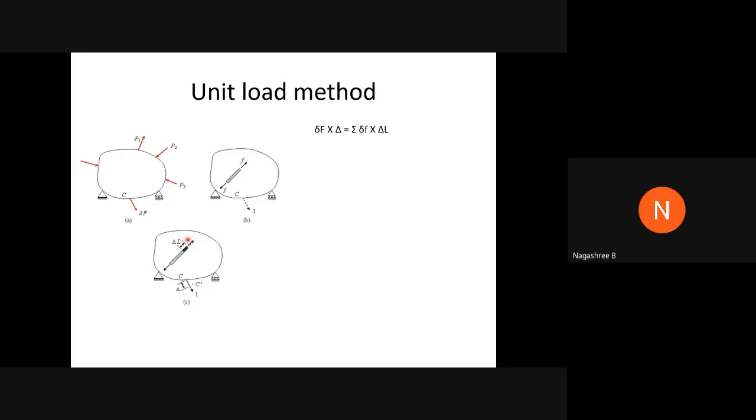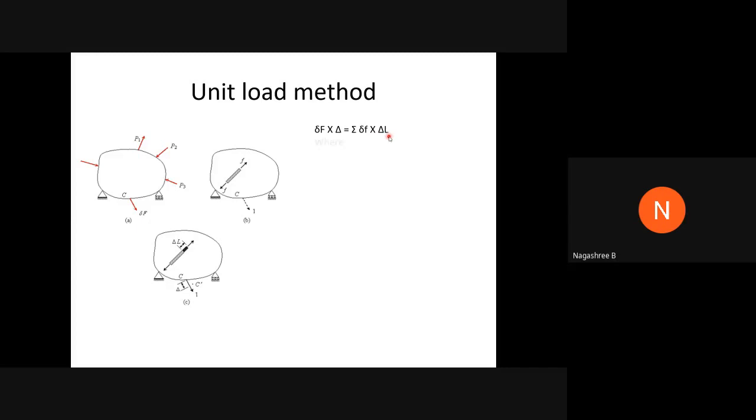Suppose I take this as the internal element, which is situated here. This internal element will have L as the overall length. If this element is considered under the action of delta F, the internal forces will be sigma times delta F, meaning the algebraic sum of all these forces. So it is sigma delta F into the displacement, where L is the original length and delta L will be the displaced length.